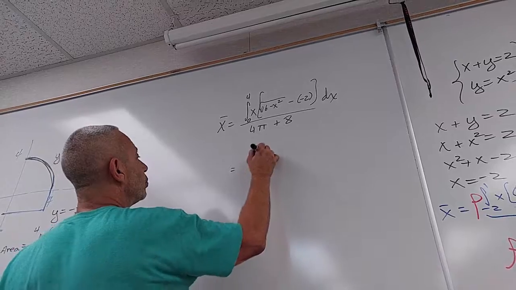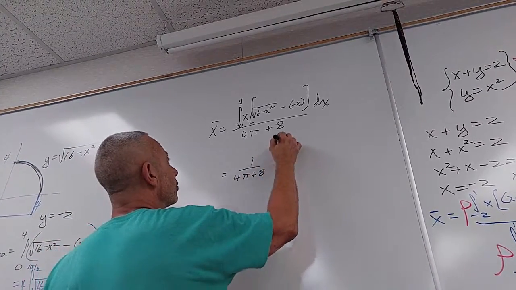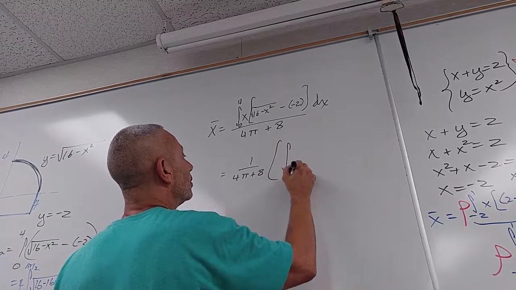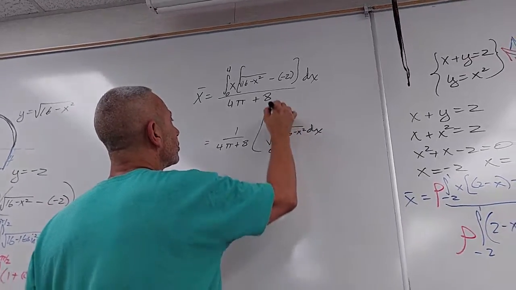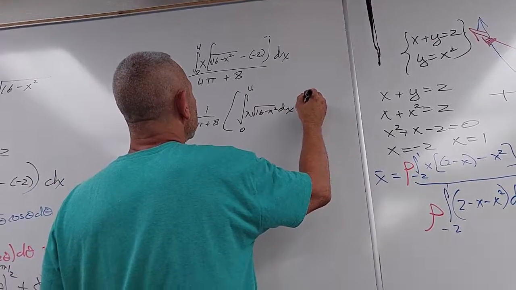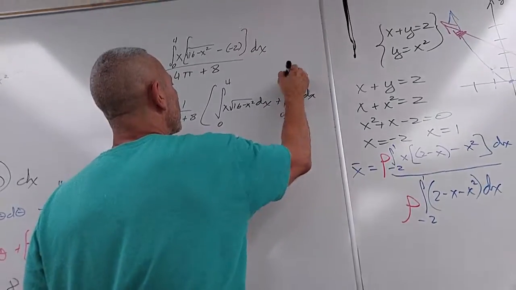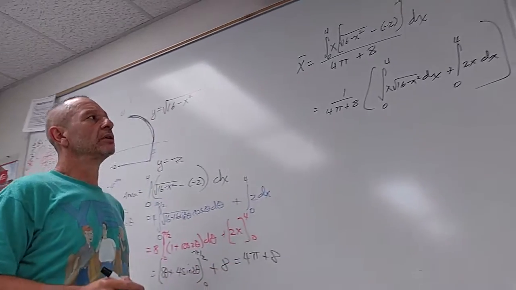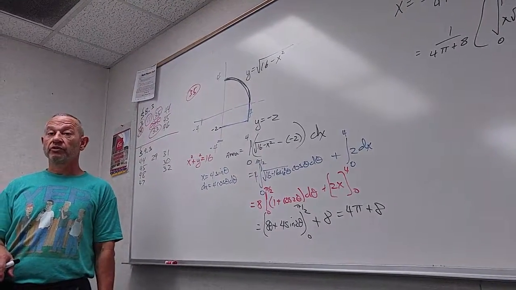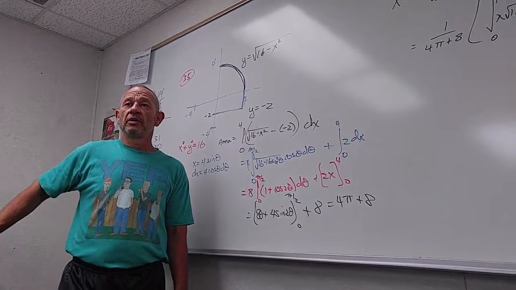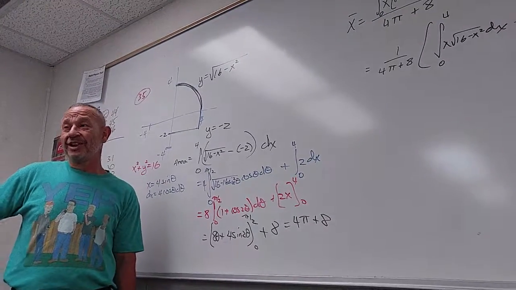So this is 1 over 4 pi plus 8. And tell me about these integrals. The integral of x square root 16 minus x squared dx on 0 to 4, and the integral of 2x dx also on 0 to 4. Second integral is pretty easy. What about that first integral, though? Trig substitution? Well, not only yes, but hell yes.